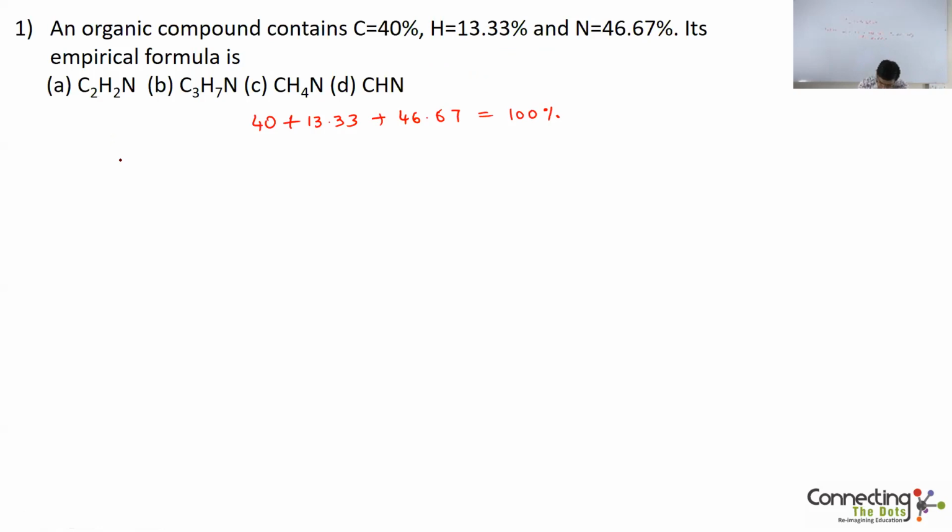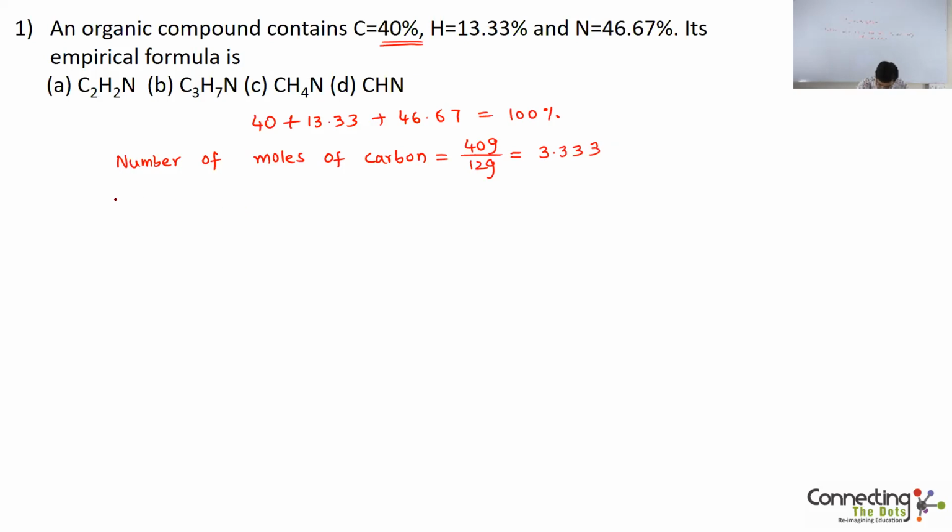First step is the number of moles of carbon. If you say 40%, it is nothing but 40 grams out of the total 100. The number of moles is nothing but mass by molar mass. So 40 is the mass present in the sample, divided by the molar mass of carbon, which is 12. So the number of moles will be 40 by 12. If you calculate 40 by 12, it's coming to 3.33 and so on.